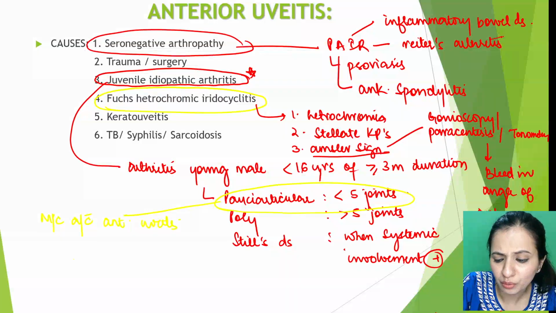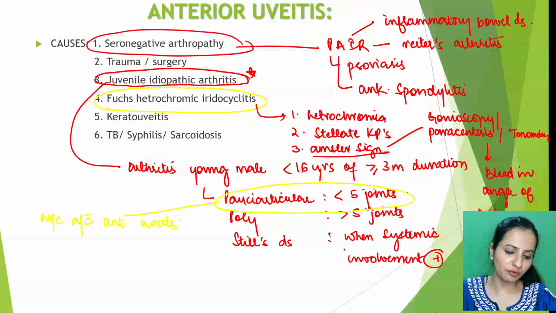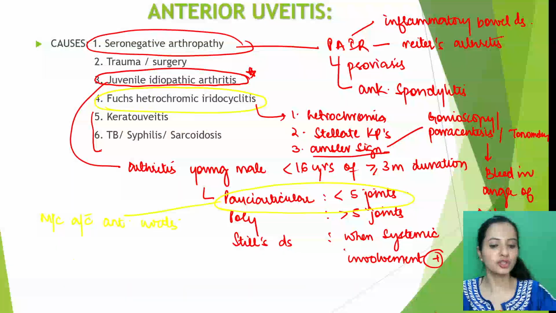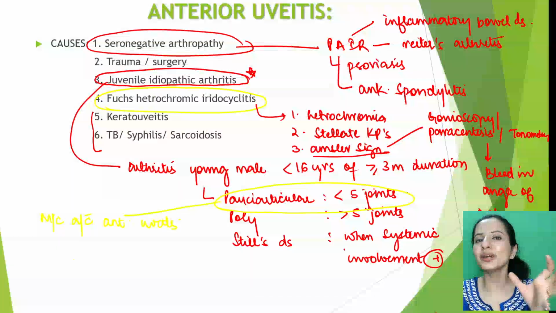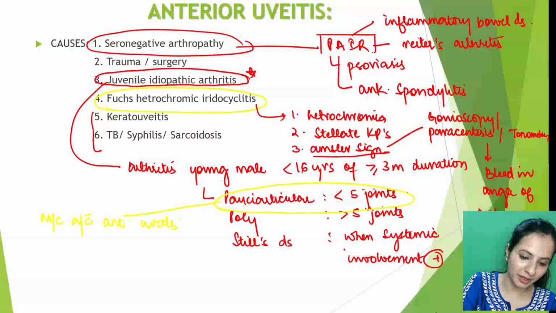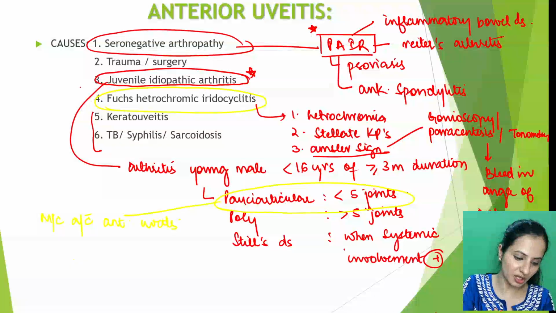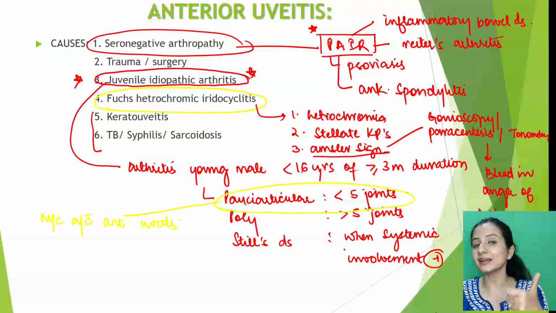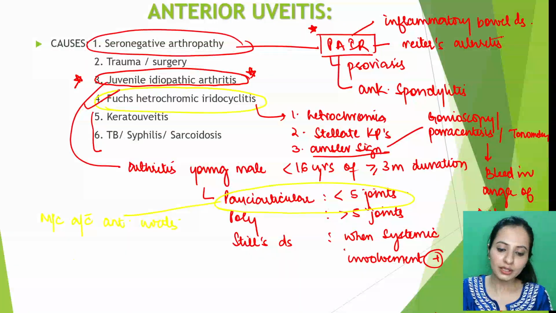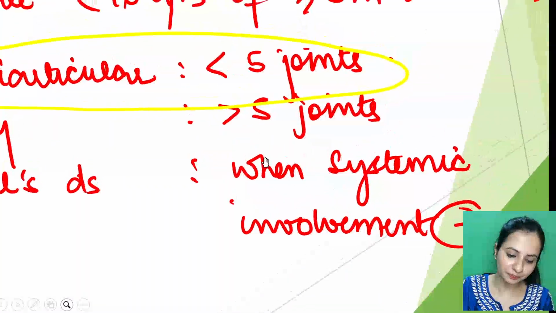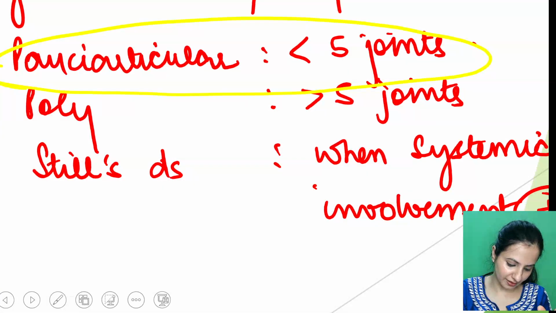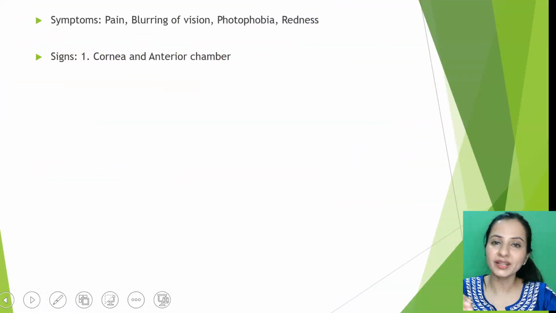So these are the only three things which you need to know for Fuchs heterochromic iridocyclitis. Then these are common points. So you should know what are the diseases that come under seronegative arthropathy. You have this mnemonic pair. Then you should know about JIA, mainly the one that is associated with your anterior uveitis. And you should know these points about your Fuchs heterochromic iridocyclitis.